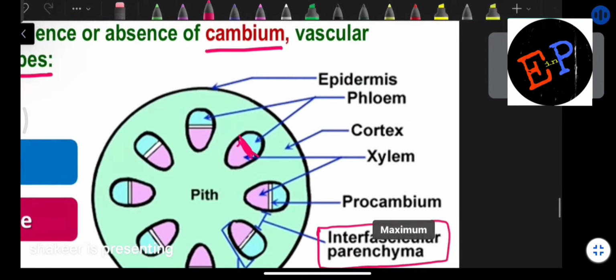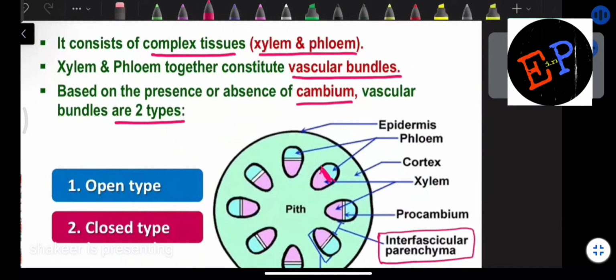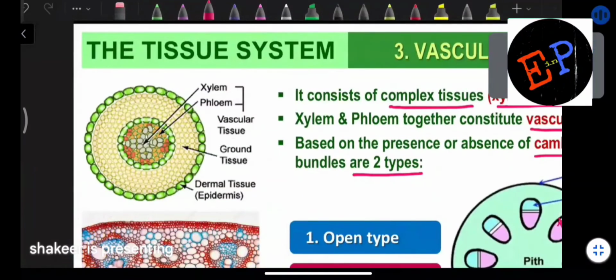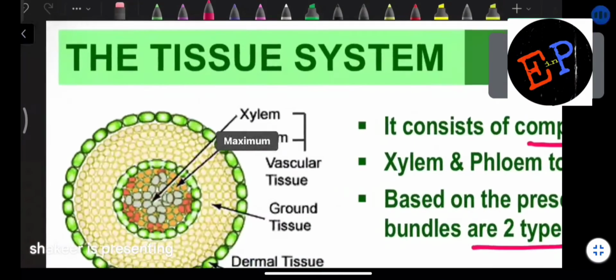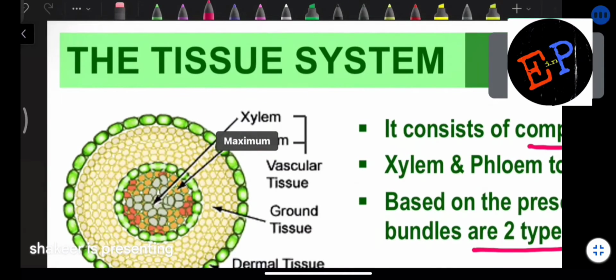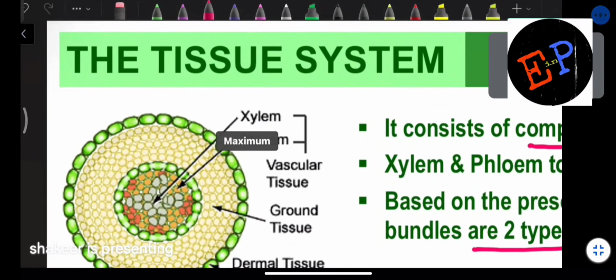Clear, ma? That's it. So therefore, based on the presence or absence of cambium, vascular bundles we can divide into how many types? We can divide them into two types. Open system, and the second one is called closed system. Are you able to understand, ma? So whether cambium is present or absent, based on that we are dividing this vascular system into two types. Open system and closed system. So here is there anything which we have to see? Okay, ma? So see the arrangement of xylem and phloem. Xylem is present towards the center, phloem is present towards the periphery, towards the outside. And both of them you can call vascular bundles or vascular tissues.